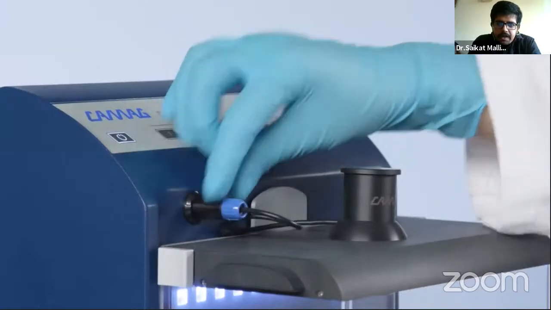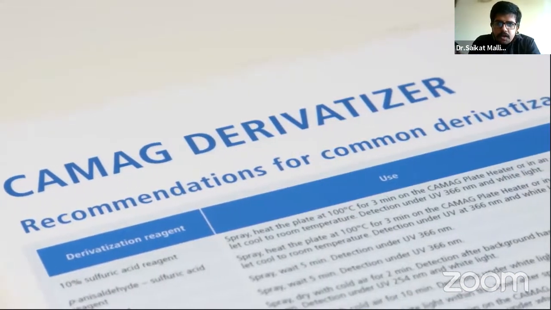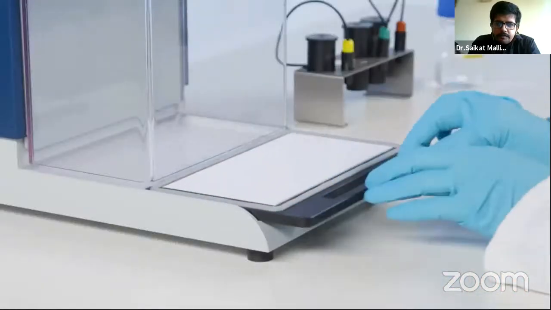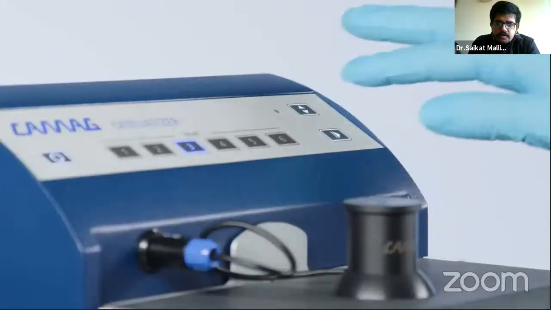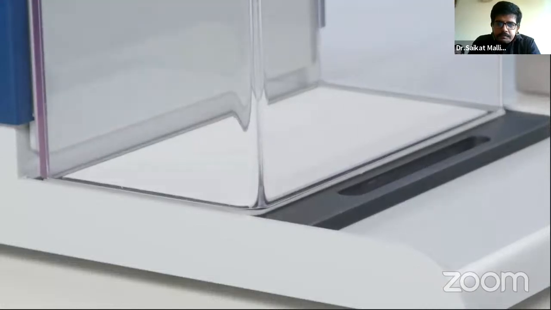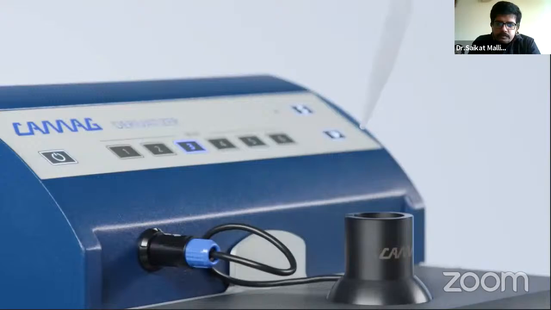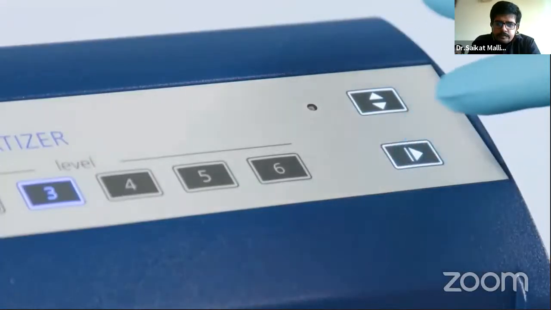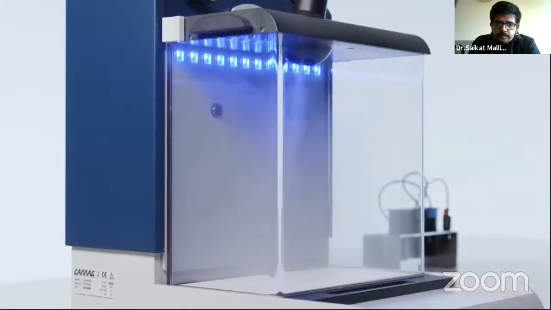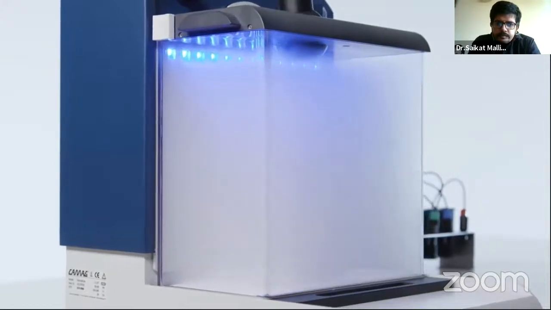The process is very unique, and that is why recommended settings and recipes are provided. It is very remarkable when you want to be very accurate. After positioning the plate, the hood is lowered and completely sealed to prevent spraying reagent from leaking to the outside. Fill the recommended volume of reagent into the nozzle. The spraying process is started by selecting the spraying level and activating the start button.